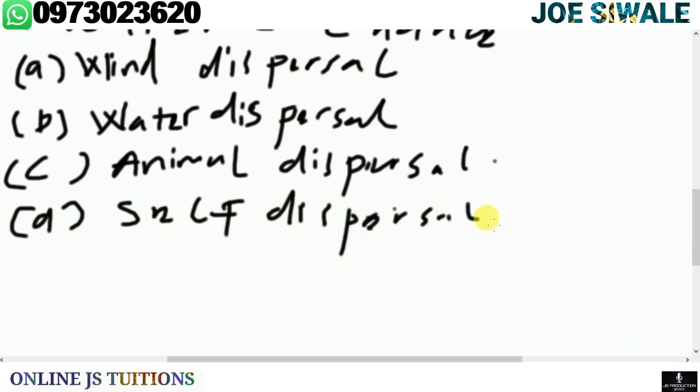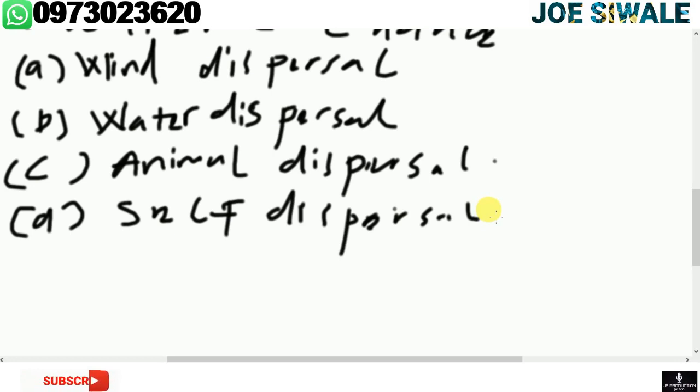So for self-dispersal, the pods dry up and split along the lines of weakness, scattering the seeds far away from the plant. An example of plants that can be dispersed by self is the beans. The pods usually pop out, and the seeds may fall down. So that's all about the types of dispersal. So we have wind, water, animal, and self. We also have chance, but we have only concentrated on wind, water, animal, and self.